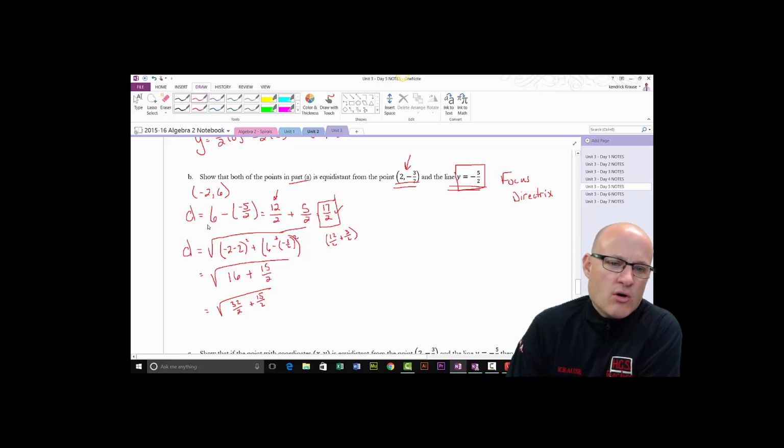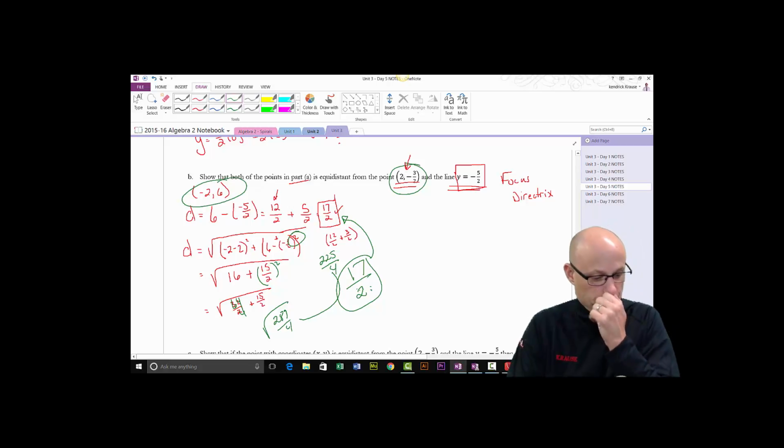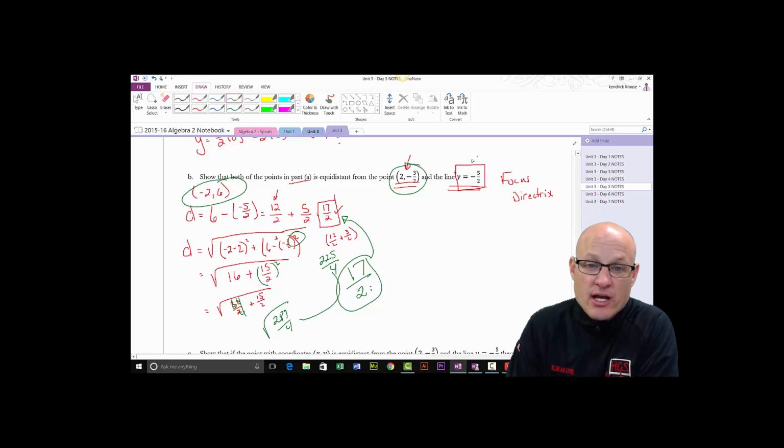Oh. You know what I did? Just to go back, just to make sure you don't think I'm a moron. I forgot to square it. So if I do this squared, this is 225 over 4. So that means I got to do 64 over 4 plus 225 over 4, which is the square root of 289 over 4, which is 17 over 2. And since they equal, then I know that this point is equal distance from this point and equal distance to the line y equals.